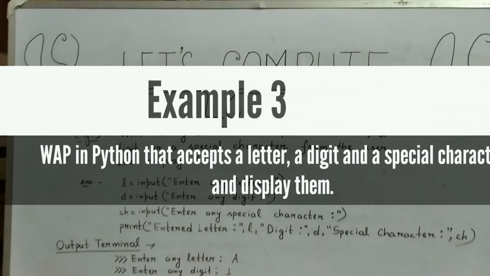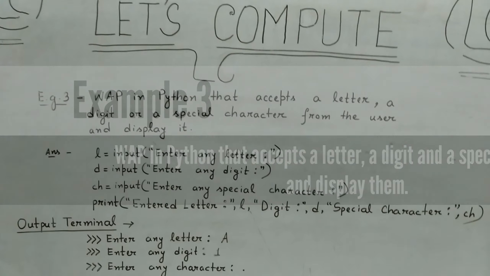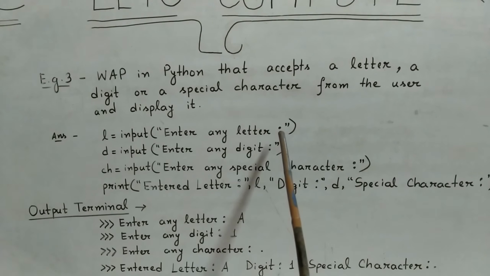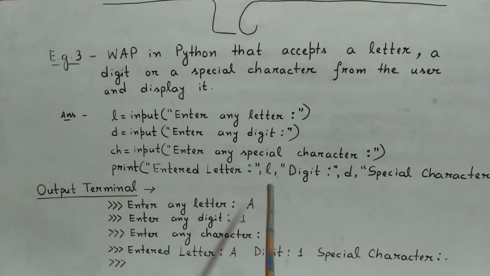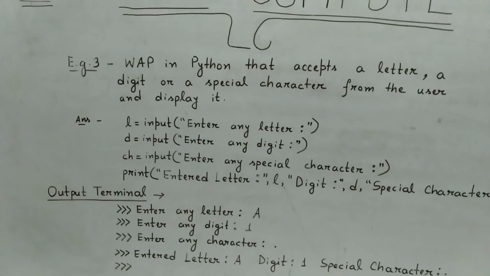Write a program in Python that accepts a letter, a digit or a special character from the user and displays it. Come to the answer. L equals to input, enter any letter. As for the prompt message, the user would enter a letter of his or her choice and it would be pointed by the variable L.